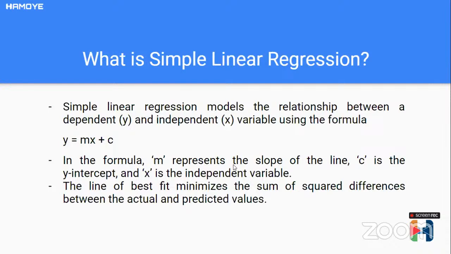So this is basically what a simple linear regression is all about, right? It takes the model of a straight line and then tries to fit the data based on a straight line such that the difference between the actual value and the predicted value is minimized, right?